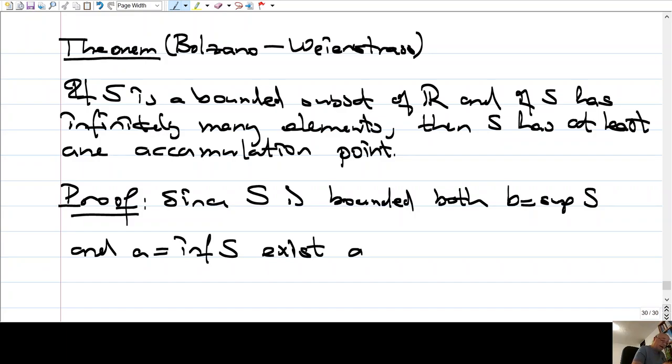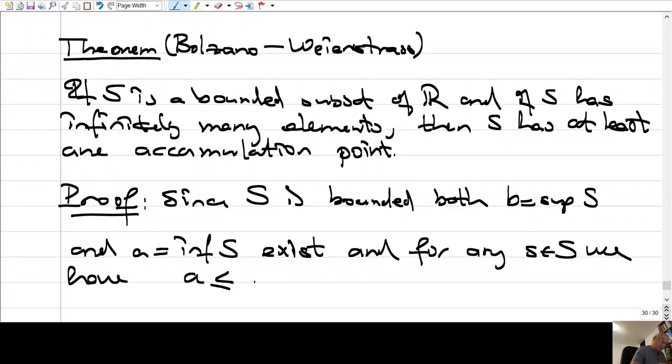Exist. And what do we know? For any s in S, we have, of course, a is less than s and it is less than b, right? Because b is the supremum, a is the infimum, so all the elements of S lie inside this interval.